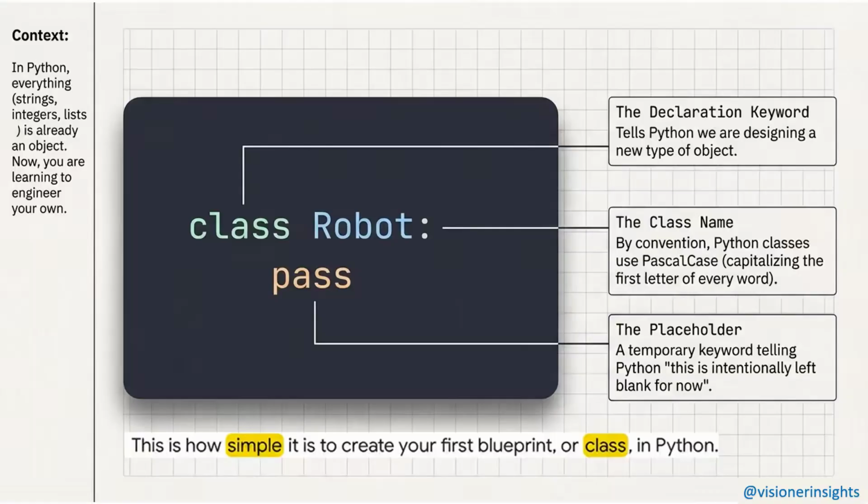And you know what? Creating that blueprint in Python is incredibly simple. You just use the class keyword that tells Python, hey, I'm designing a new thing. You give it a name, and by convention, we use what's called Pascal case, so Robot with a capital R. And for now, we just use the word pass as a little placeholder that says, don't worry, I'll fill in the details later. And that's it. We've literally just created the architectural plan for every robot we're ever going to build.